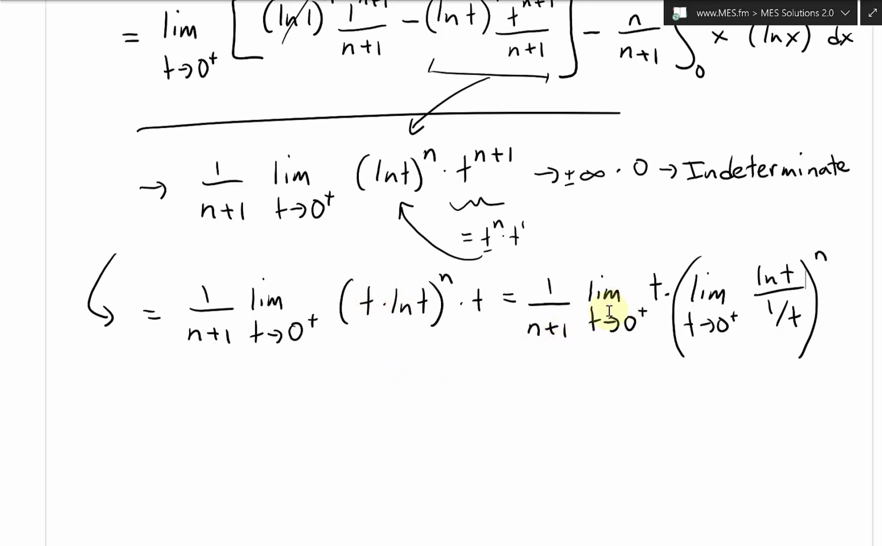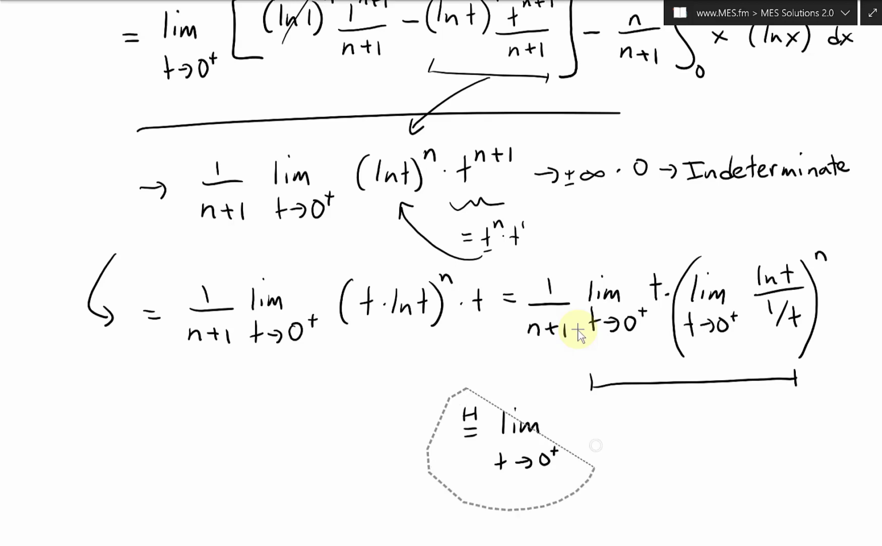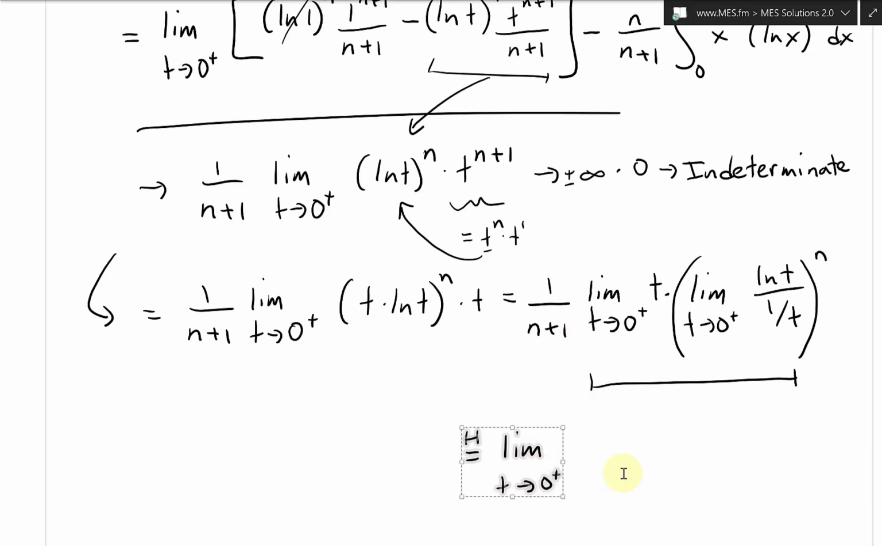Now, this whole part right here, I'm going to look at this segment. This is equal with an H on top. In other words, we're using L'Hopital's rule here. So this part is equal to the limit as t approaches 0 from the right side, and I'll move this lower so we can put an arrow. And now we take the derivative of ln t. The derivative of ln t is just 1 over t.